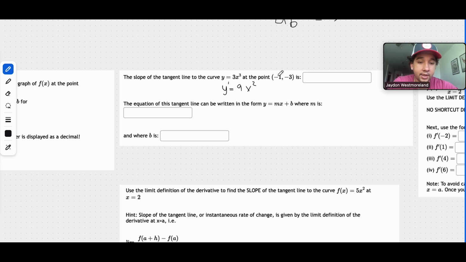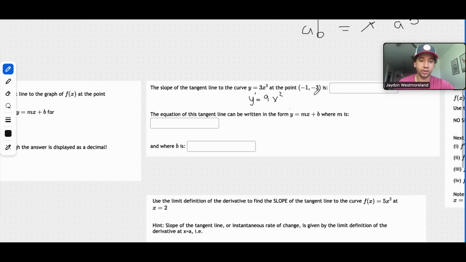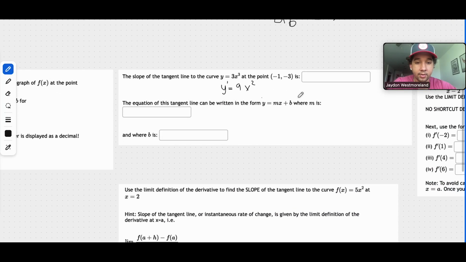And the way that you use it is, well, I'm going to plug in -1. And I'm going to plug it into this equation. -1 squared is 1. And then I'm going to get 9. So in other words, the slope here is equal to 9. So all that stuff I just did there, I just did it just by doing this. Slope is 9. So now I'm going to do the same thing with y equals mx plus b. So now I have y plus 3 is equal to 9 times x plus 1.